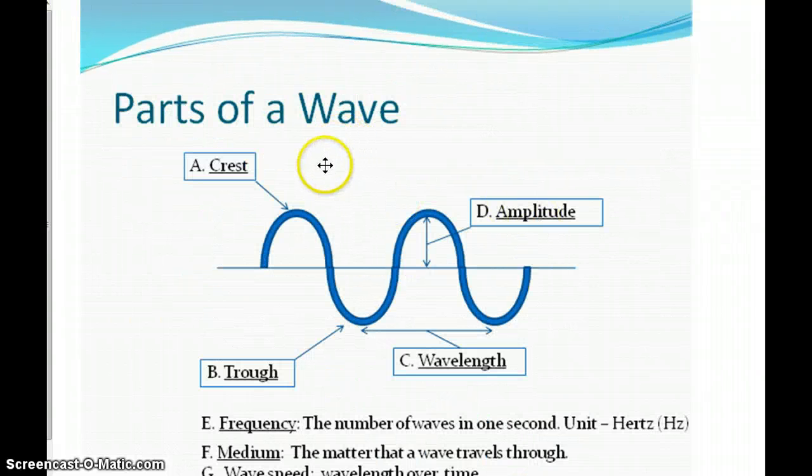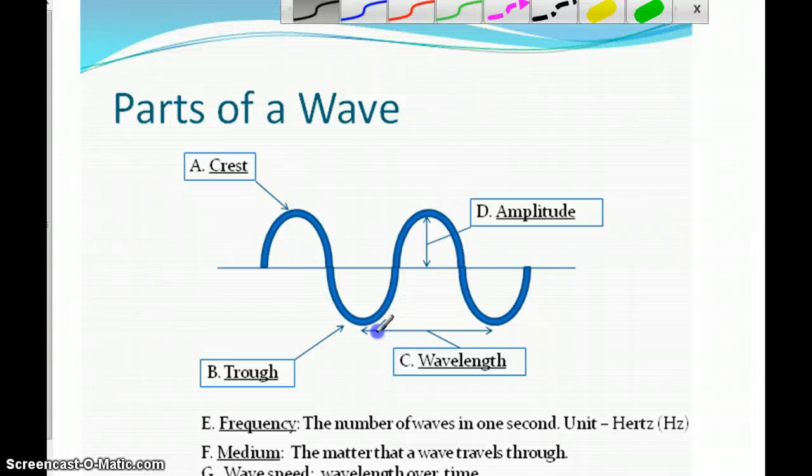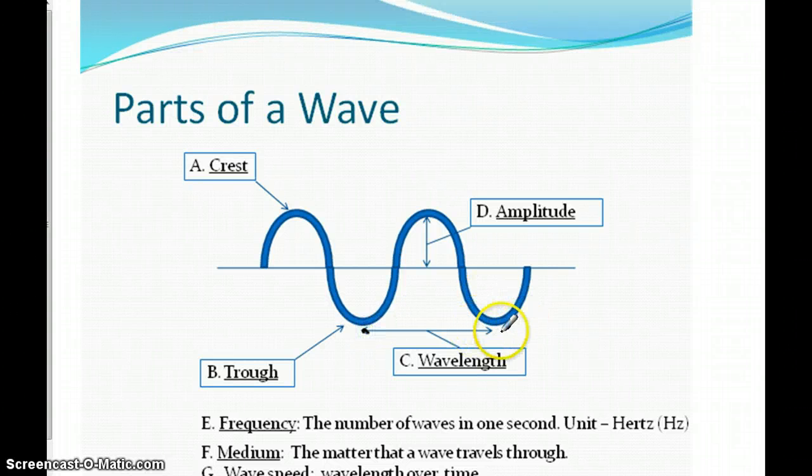Parts of a wave. Up here we have the crest, the top part of the wave. Down here we have the trough. Think of a feeding trough or a horse trough. It's kind of shaped like that, the trough down here. Wavelength is the distance between two troughs or the distance between two crests. So from trough to trough or crest to crest, that is a wavelength.